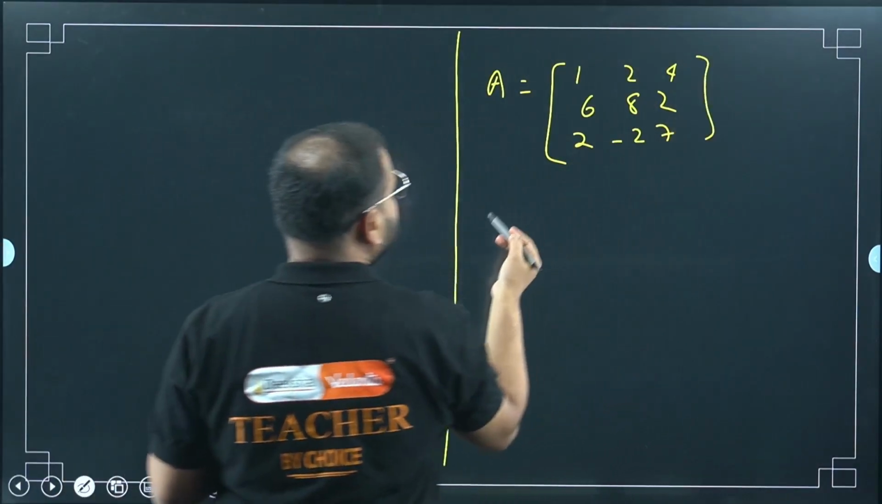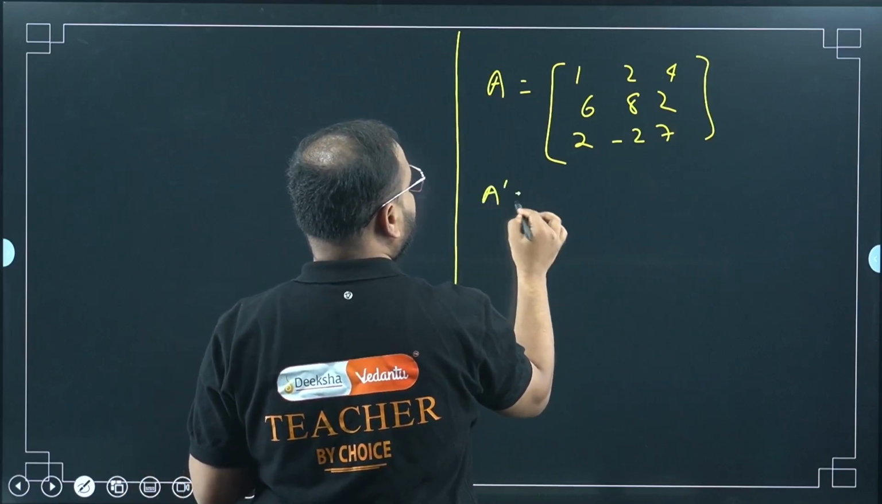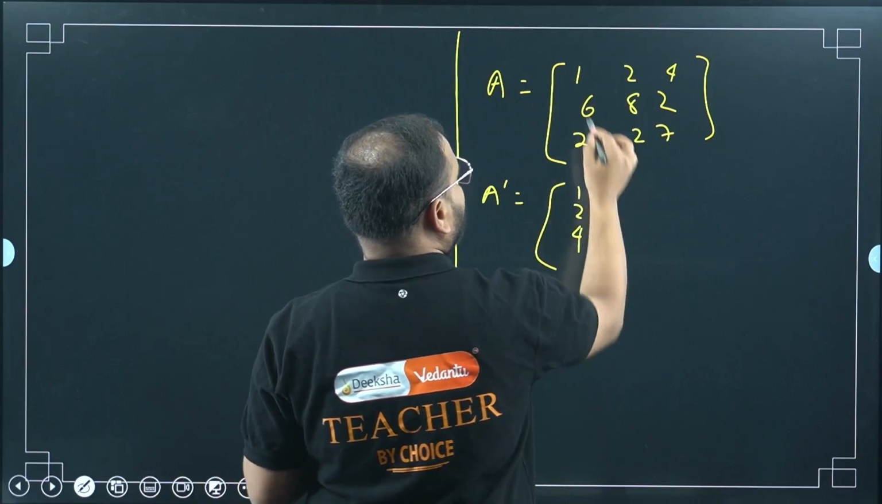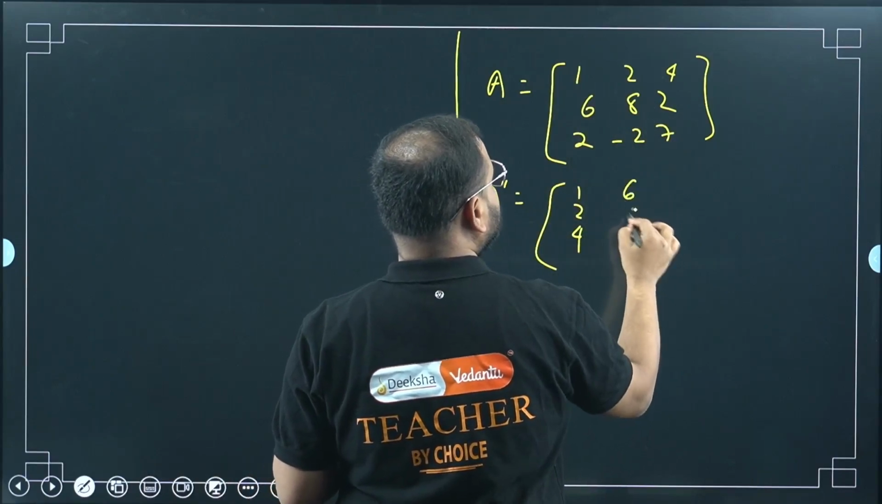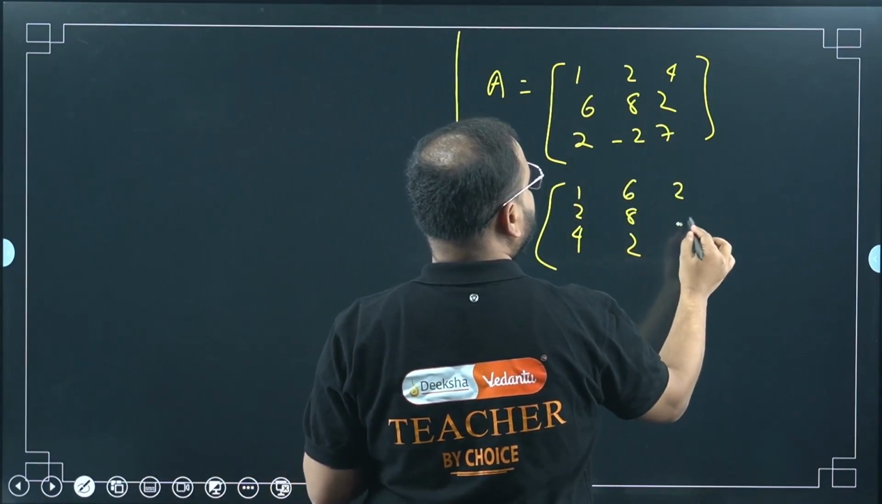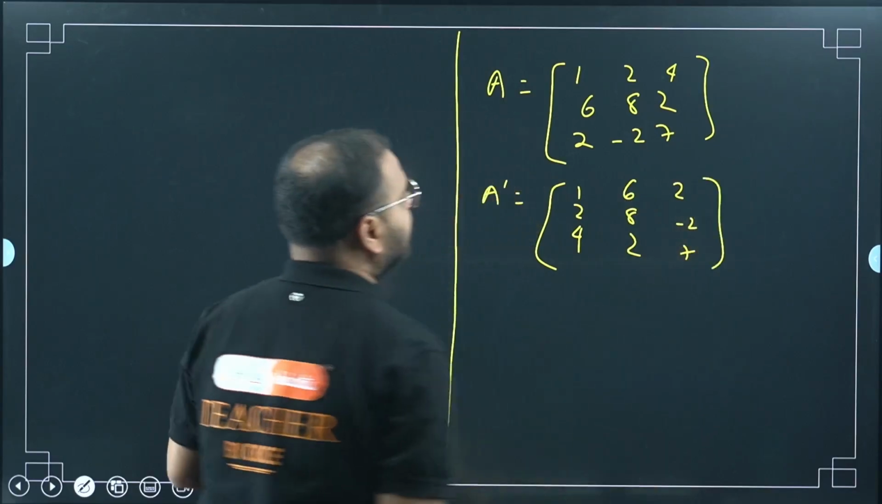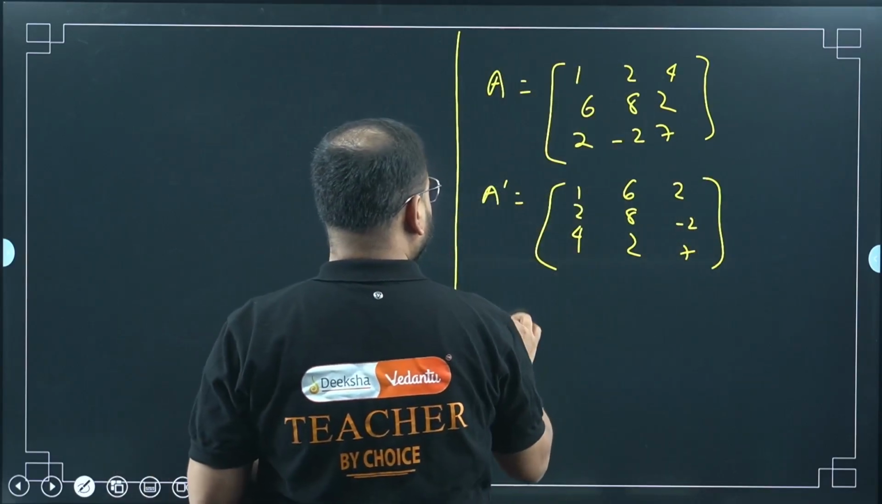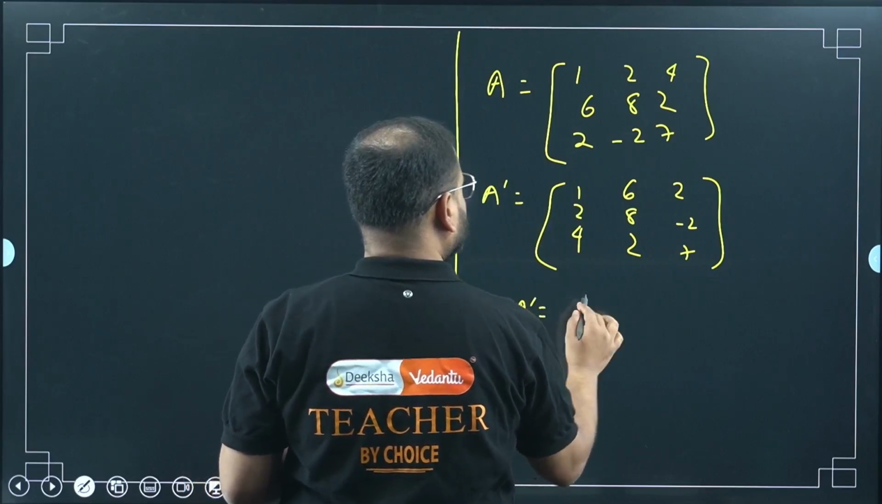What about A transpose? A transpose is going to be, just make the columns and rows the same. So 1, 2, 4 will come here. And 6, 8, 2 will go like this. And this will become 2, minus 2, 7. Please check. I took the rows and made them into columns. Transpose I've taken like that. So please add it. A plus A transpose you add, please.